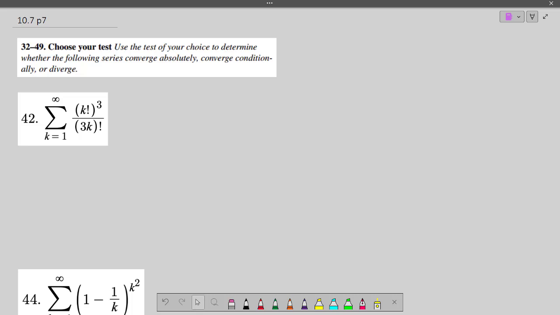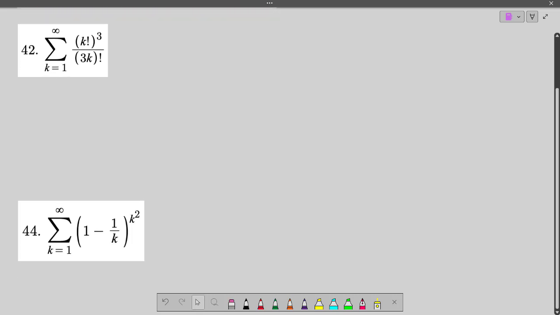Okay, let's go to this page. Factorials. This says just choose your test. We're in the root and ratio test section, and so if you see a factorial, you lean into ratio. If you see a power of k, you lean into root test. Pretty obvious which one to go with. So we're going to go with ratio here. You have to be super careful with all these parentheses. So let's be careful.